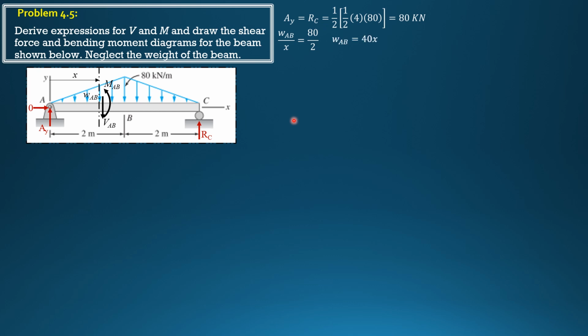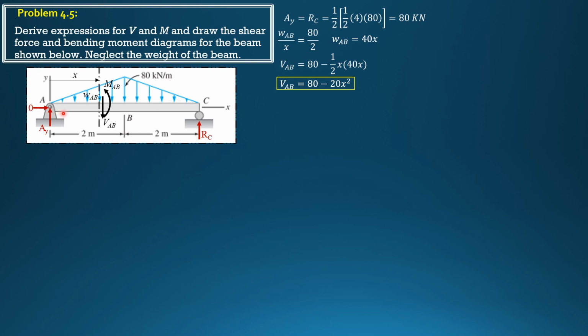So remember, the shortcut to shear equation is upward minus downward. So shear AB equals upward AY 80 minus the area of this line load diagram 1/2 of X times WAB. So shear AB is 80 minus 1/2 of X times WAB, which is 40X. Simplifying, shear AB is 80 minus 20X squared. So that's the shear equation for segment AB.